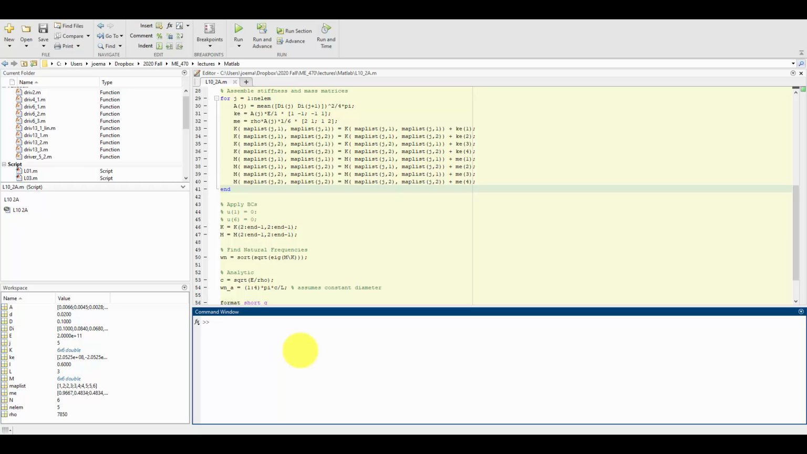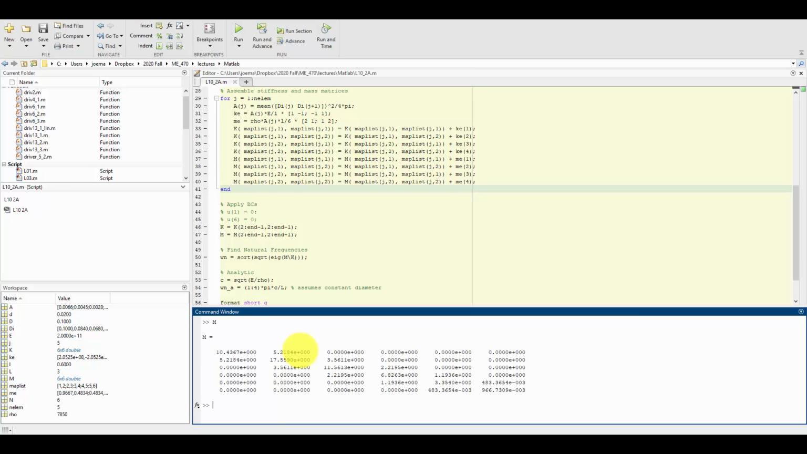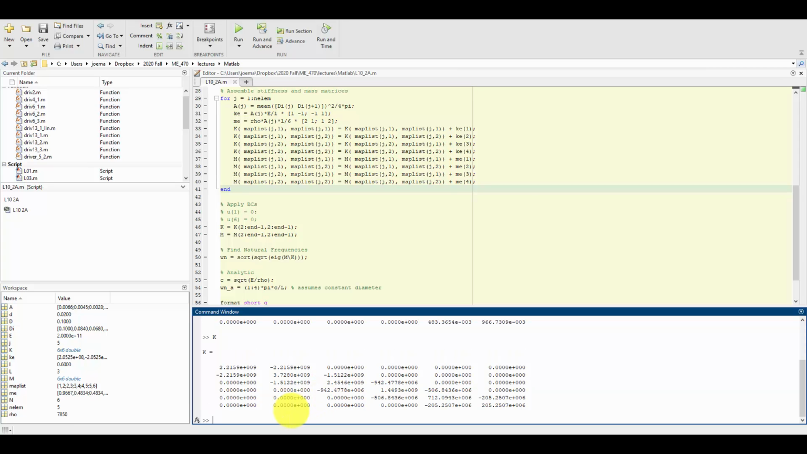Now, if I look at big M, we see here my global mass matrix is 6 by 6, and about half of it are zeros. And if I look at K, same idea here, about half of it are zeros. I have non-zeros on the main diagonal and then 1 off of the main diagonal as well. So global matrices are now assembled. So now what I need to do is enforce my boundary conditions, then I'll be ready to solve for my natural frequencies.